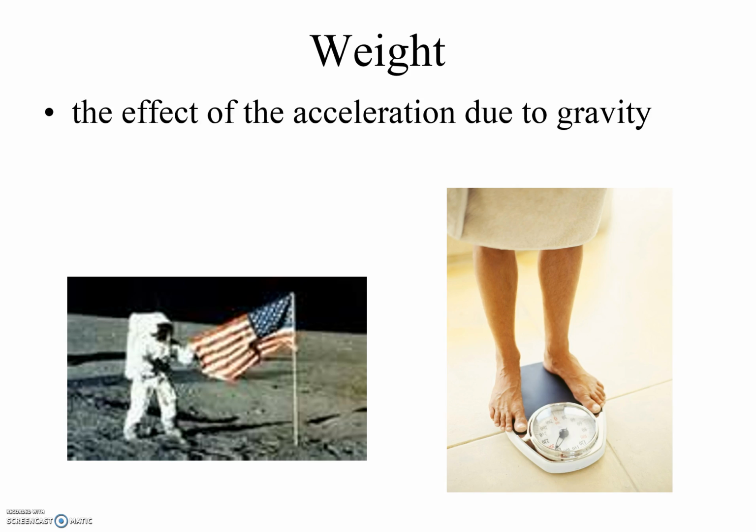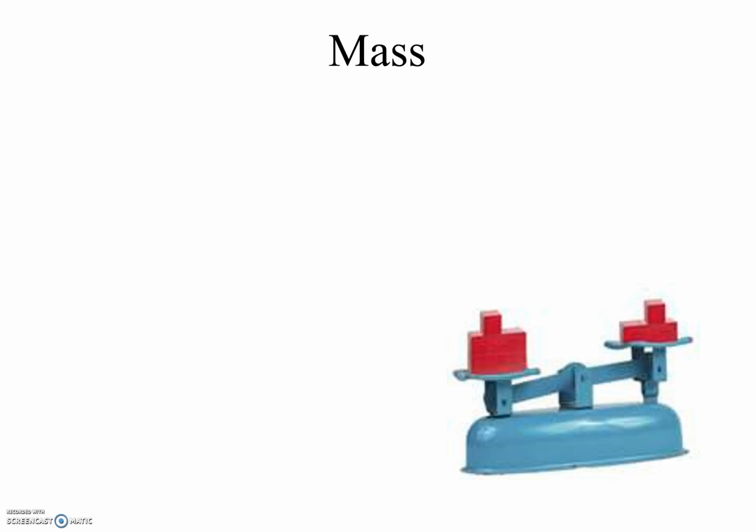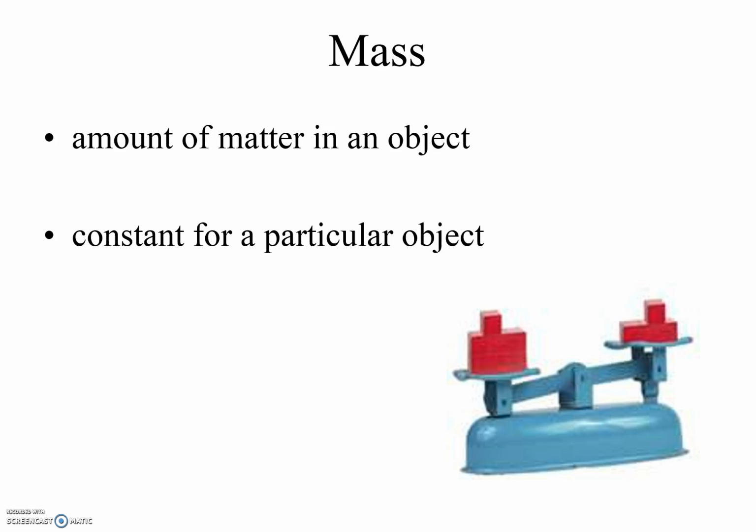Now, when we talk about weight, we're dealing with the effect of this acceleration due to gravity. We know that acceleration due to gravity is always in the downward position. And weight is dependent on the location because gravity varies depending on where an object is. Mass is the amount of matter in an object, and it's constant for a particular object. In other words, it doesn't depend on where you are because it's independent of gravity.